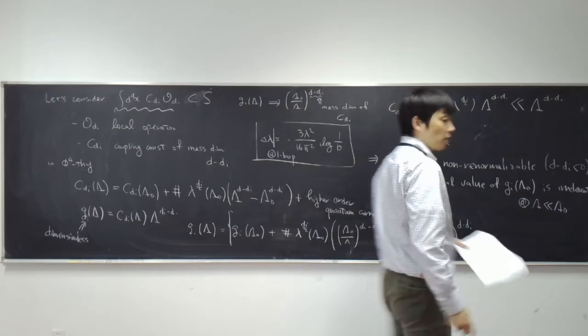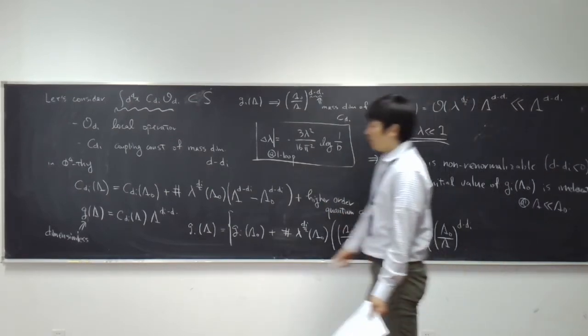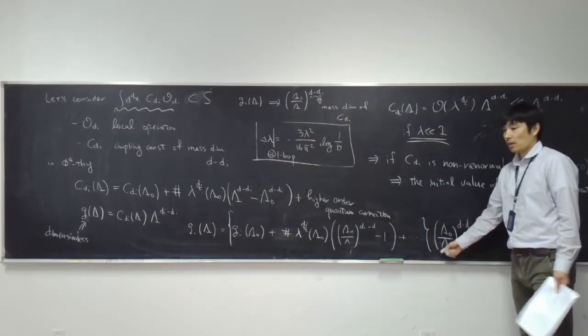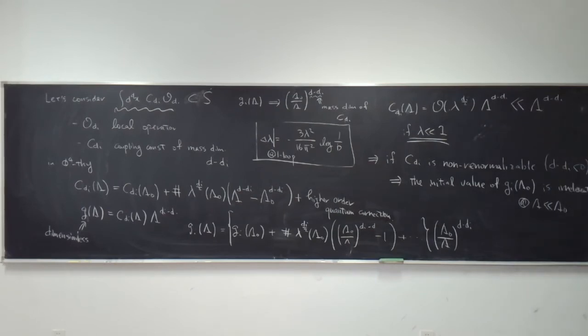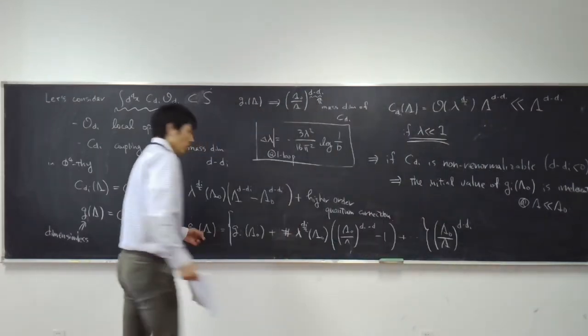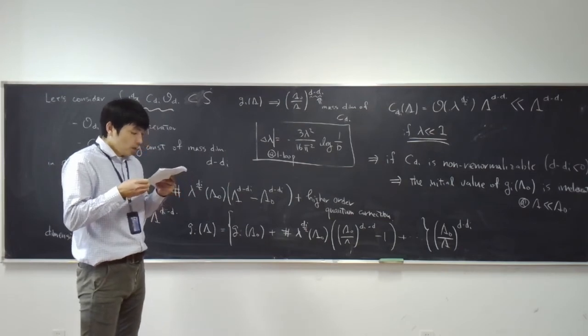But this Wilsonian effective action also tells you how this dimensionful coupling behaves under the scale capital lambda. If this term CDI is non-renormalizable, it is independent of the initial value of GI, which is irrelevant at lambda much less than the high energy scale lambda zero. So you don't need to consider it at low energy for non-renormalizable terms.